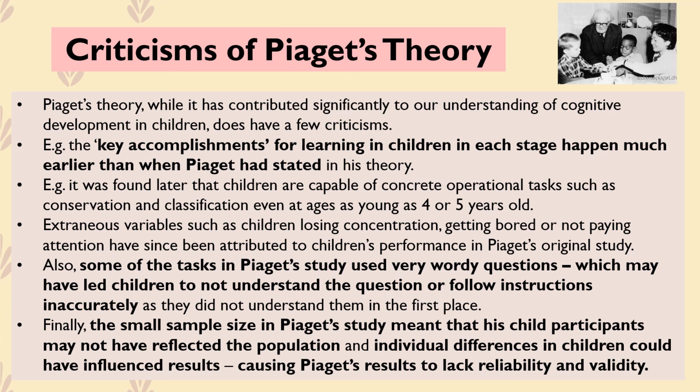Okay. And the final thing that we look at is sample size. So we haven't learned about research methods just yet. That's chapter 1 in your book. But sample size is basically the number of people in a study. So the number of people in Piaget's study wasn't exactly the highest number possible. And so his child participants might not have reflected the general consensus or general behavior in the population. So again, individual differences in children could have influenced the results as well.